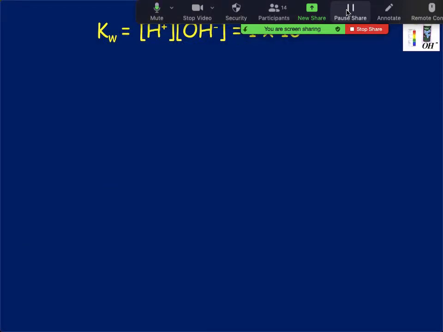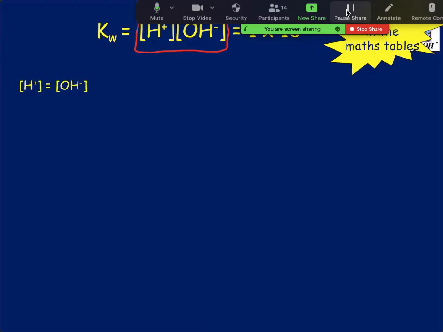So here's the information that we have now. Kw is equal to your hydrogen ion concentration by your hydroxyl ion concentration, and that is equal to 1 by 10 to the minus 14. But these two are the exact same concentration, so H plus is essentially equal to OH minus. So you can rewrite your Kw like this: instead of having the H plus and the OH minus, we now have H plus squared, because they're the same thing.